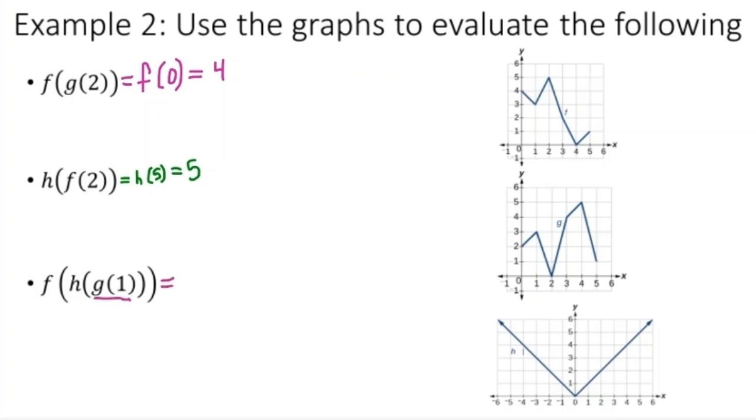So using the graph of g to evaluate g of 1, we see the point (1, 3), so g of 1 will equal 3. Now we can use the graph of h to evaluate h of 3. In our graph of h, we see the point (3, 3), so h of 3 will equal 3. Next, we need to evaluate f of 3. Going to our graph of f, f has the point (3, 2). That tells us f of 3 will equal 2. So f of h of g of 1 will equal 2.